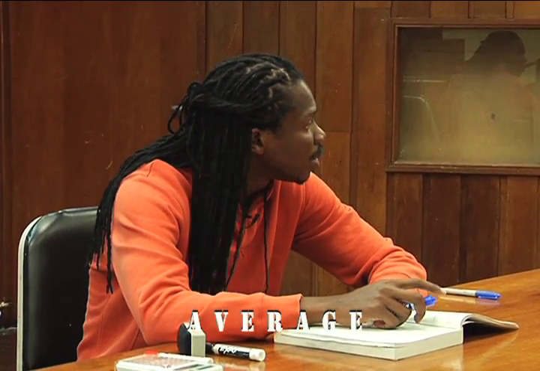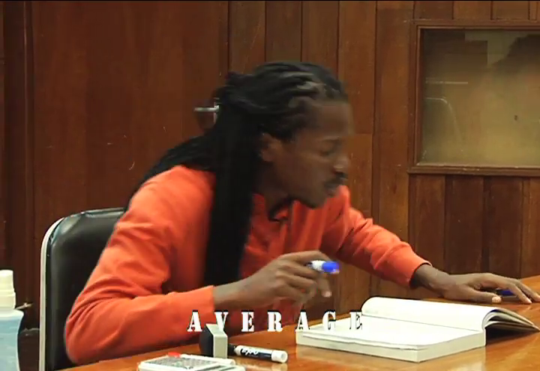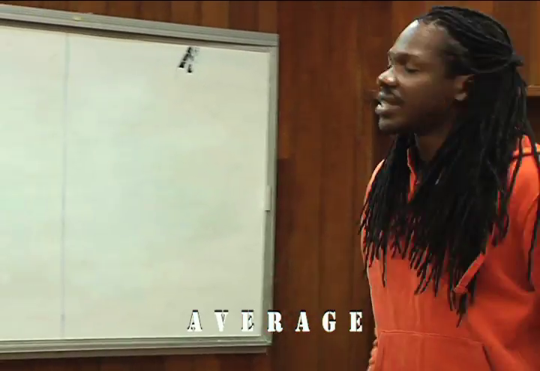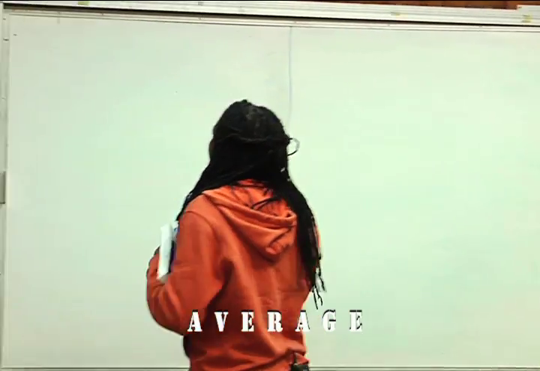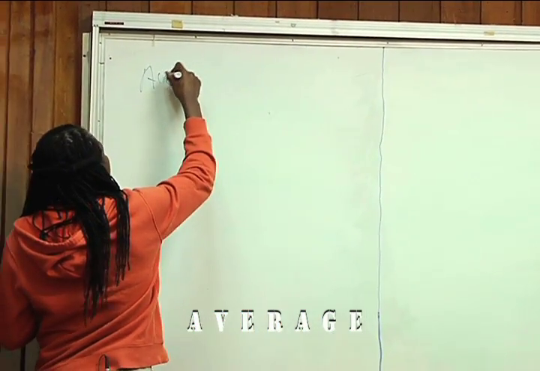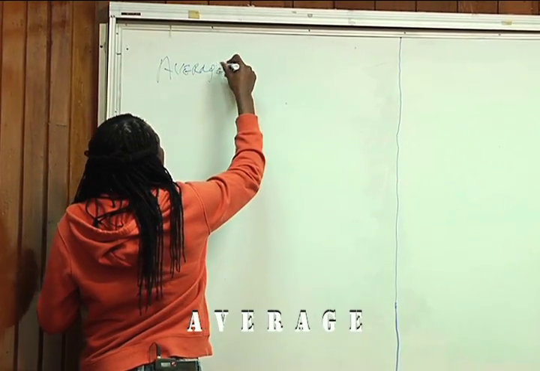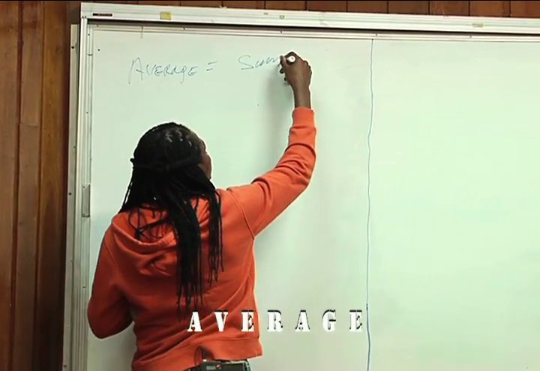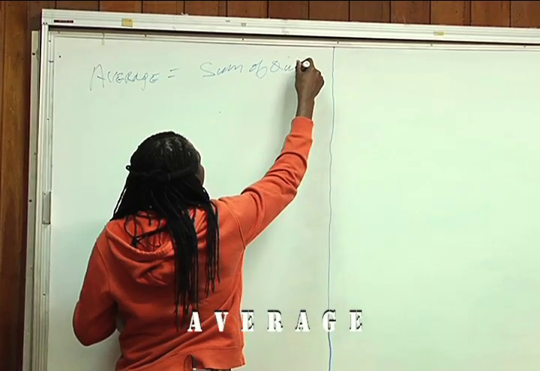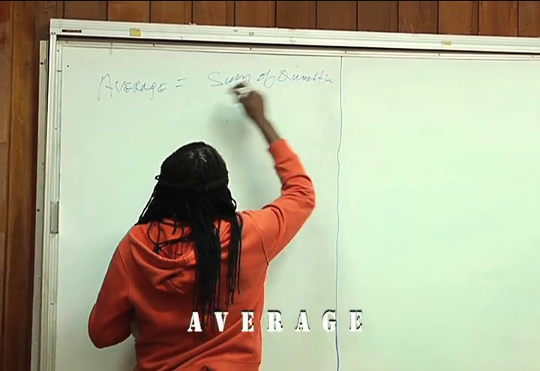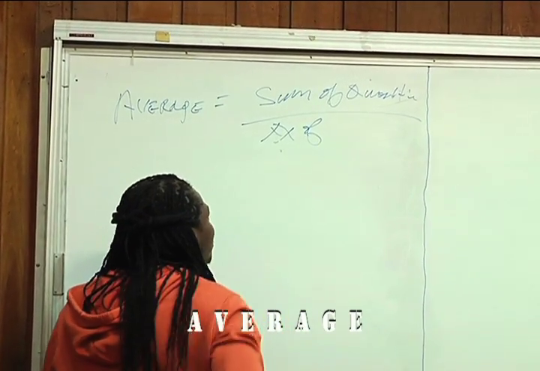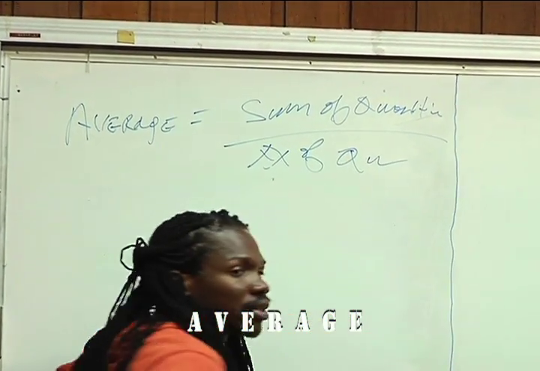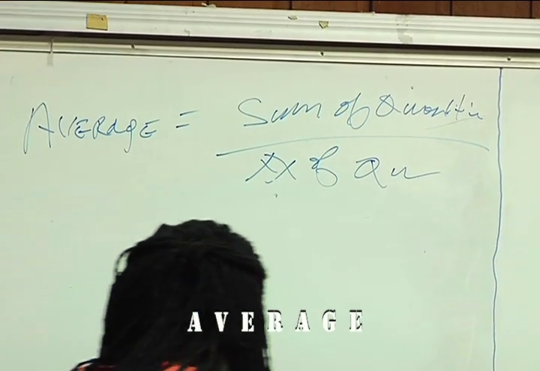Everybody's supposed to know average from primary school. Now, the average is simply the sum of quantities divided by the number of quantities. So what we're saying is that your average is equal to the sum of quantities divided by the number of quantities. So let us say we have these quantities.